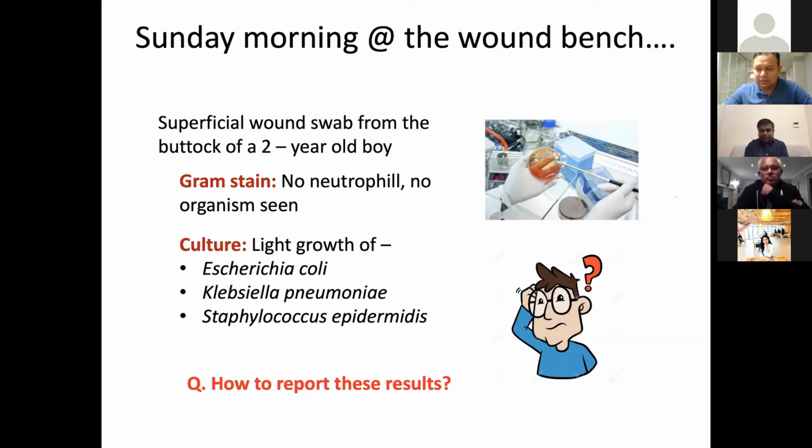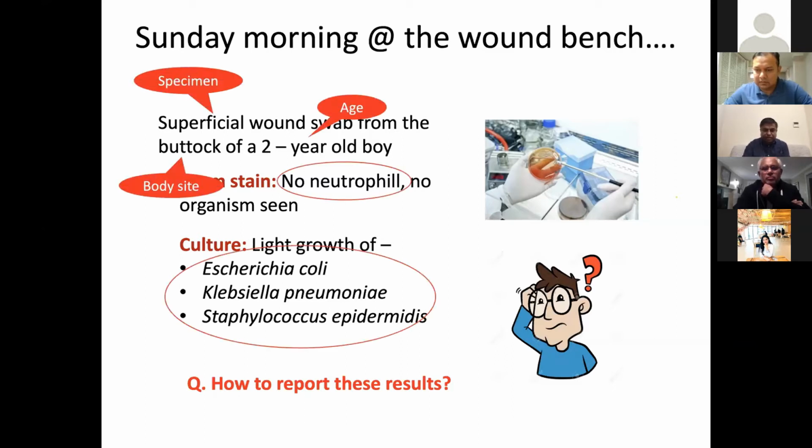So this is where the microbiologist's job comes in. All the things highlighted here are important in interpreting this result. First of all, see the specimen. It is a superficial wound, which means it's on the outside. And the patient is a 2-year-old boy. Sorry, I missed looking at the body site as well: buttock. A two-year-old boy may not be able to keep his buttock clean enough that there will be no fecal flora there.